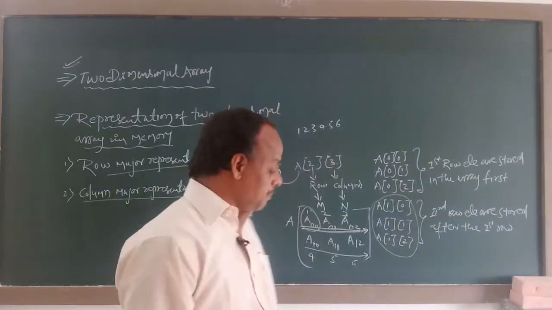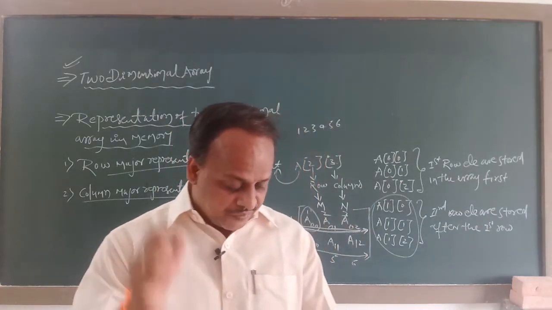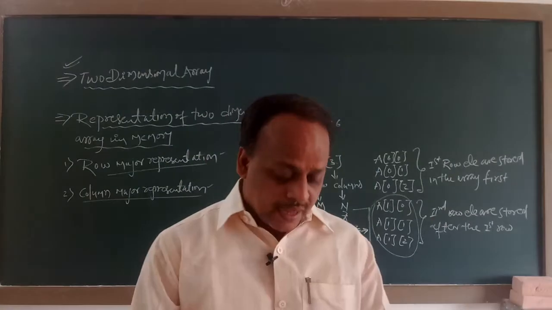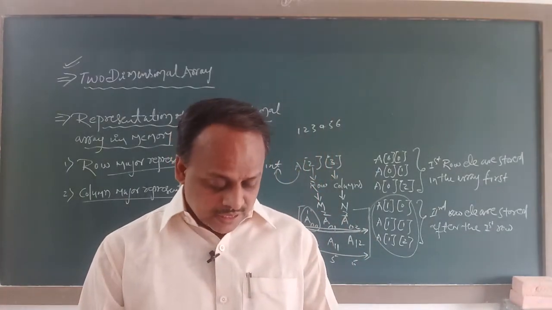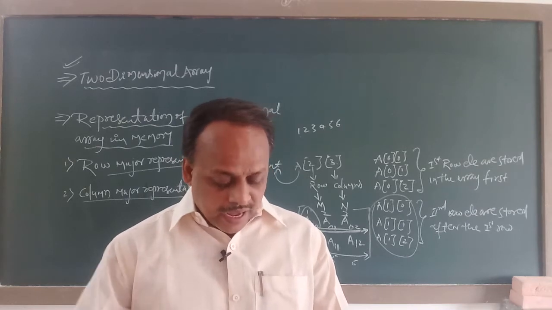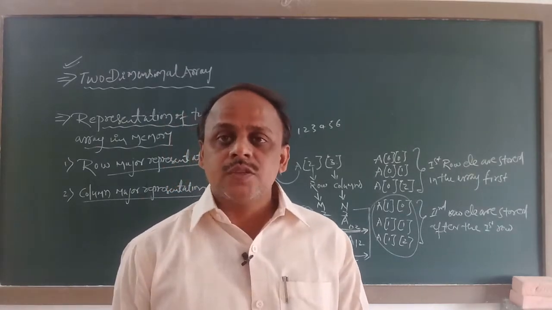Now let us see an example. See, in this column major representation, the first column of the array occupies the first set of memory locations reserved for the array, and the second column occupies the next set, and so on.